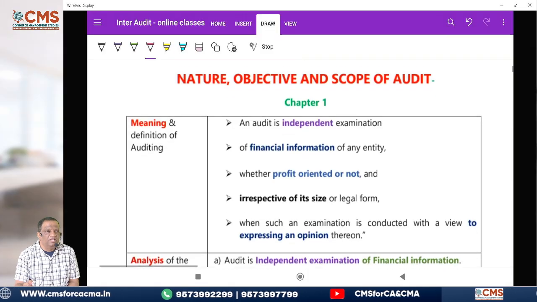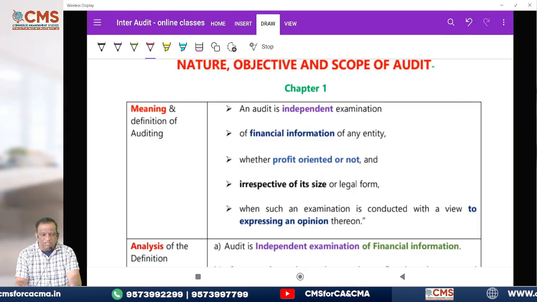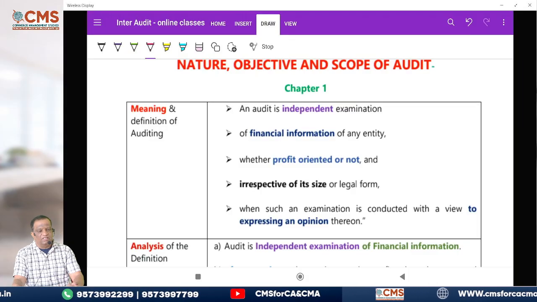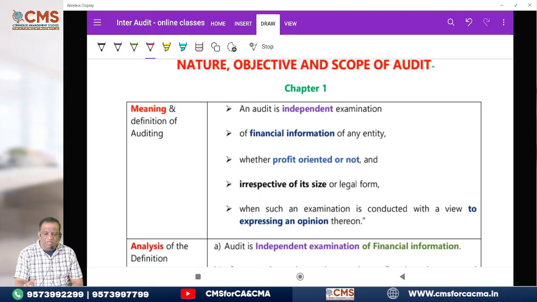Now, let's begin with this. What is the meaning of audit? Strictly speaking, he won't ask you this. But if you learn it properly, whenever there is a lengthy question given, you can use this as an introduction. So what do you mean by audit?